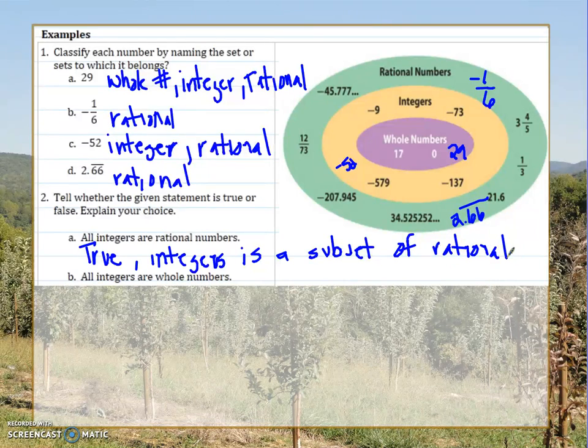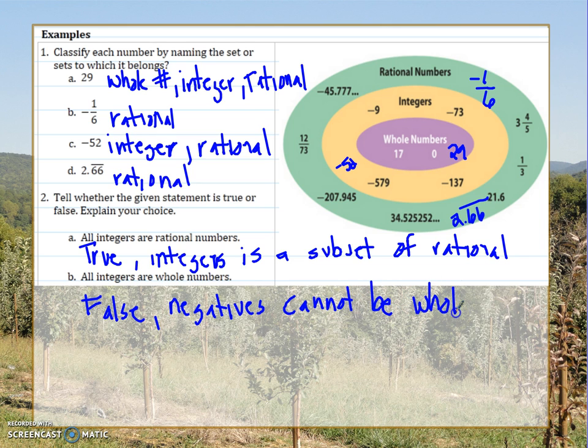B, all integers are whole numbers. No, that's false, because if you have -5, -5 cannot be a whole number. So false. Negatives cannot be whole numbers. All right, next one.